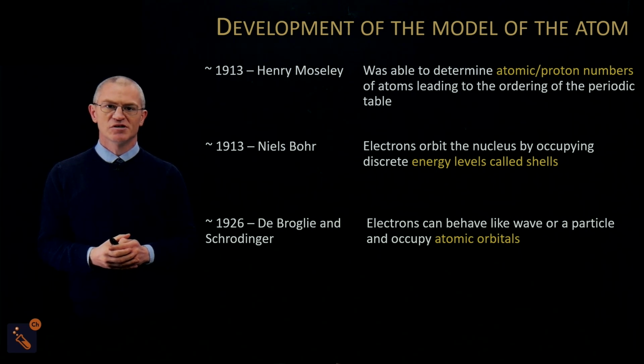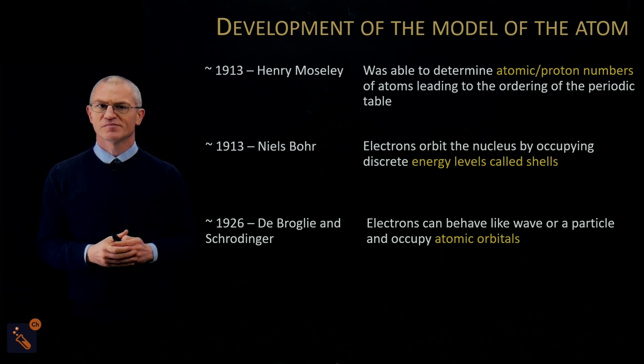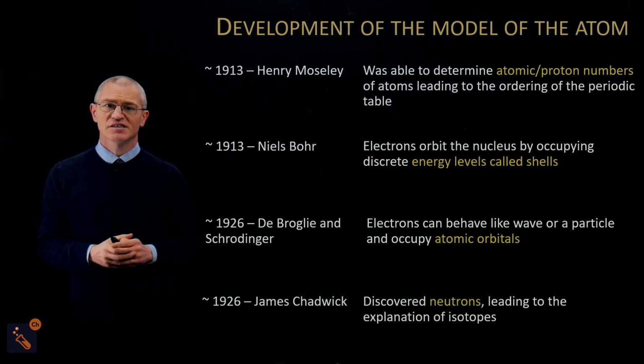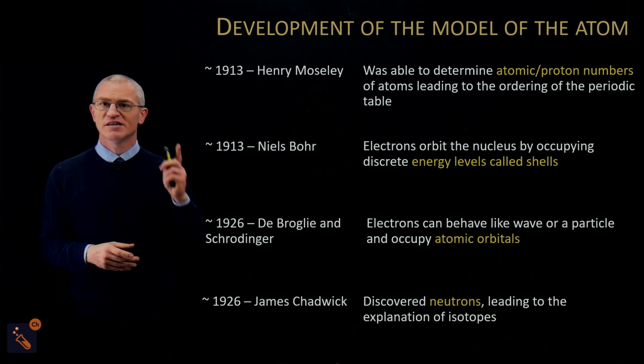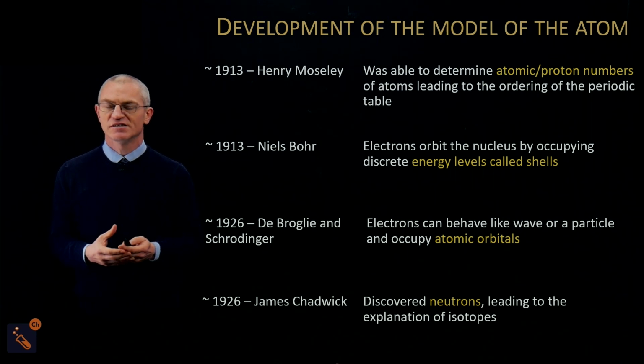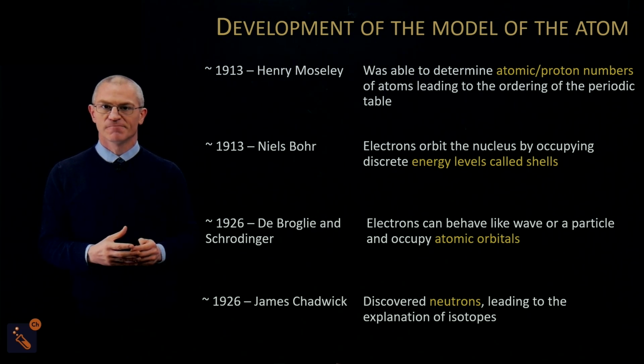Then you have de Broglie and Schrödinger, and they found out about wave-particle duality, and that led to being able to come up with atomic orbitals. The last thing is James Chadwick, who discovered neutrons. You'll notice I haven't gone into a huge amount of detail on any of these, because you don't really need to know a huge amount of detail. You do need to recognise what the models look like though, and that's what we're going to do next. We're going to talk about them in terms of what they actually looked like.